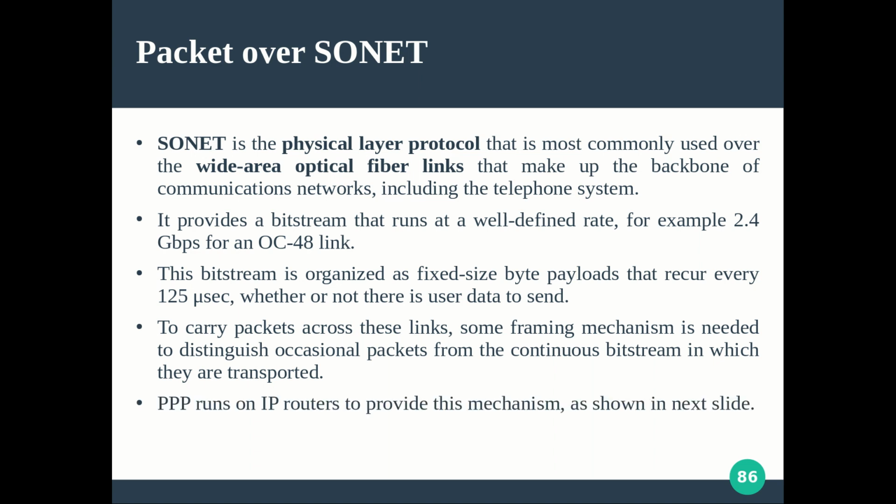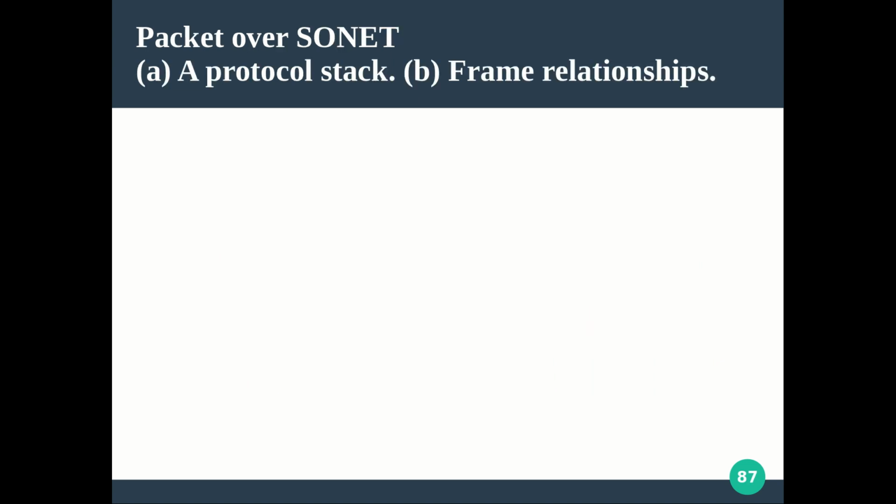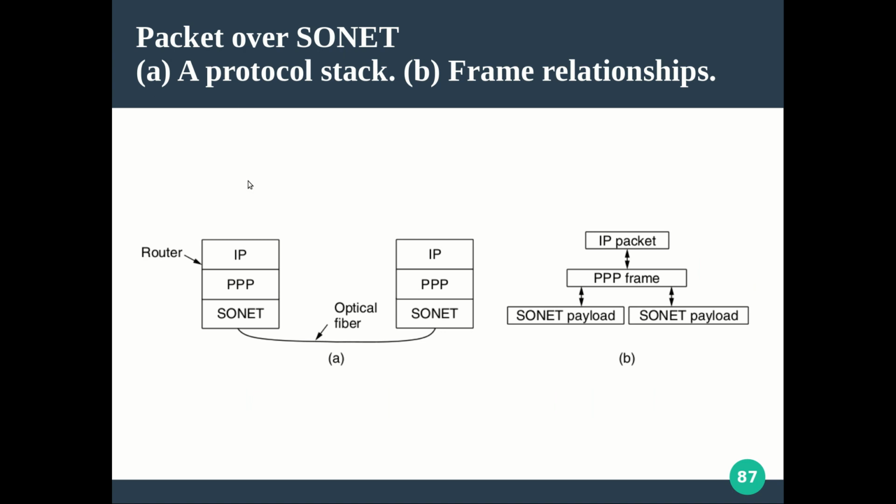The point-to-point protocol is typically run over Internet Protocol routers to provide this mechanism, I mean the framing mechanism for the fixed size payloads, and that is shown in the next slide. You can see something like this. In the network layer, we have the core Internet Protocol, and in the data link layer, this is one router, then this is the next router. So router to router, we have a single hop. This is a one hop communication, where these two routers are connected by means of some backbone network, let it be the optical fiber network, and a typical protocol standard used in the physical layer when the underlying medium is optical fiber is SONET.